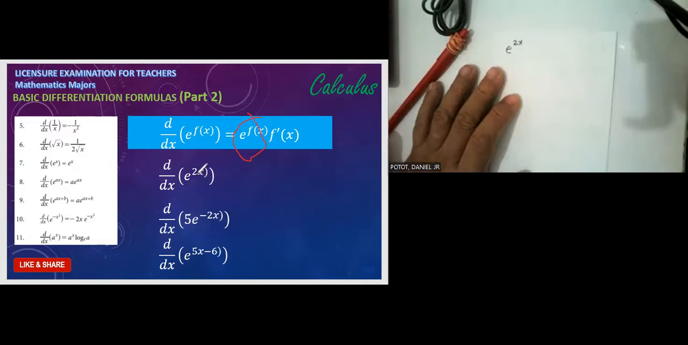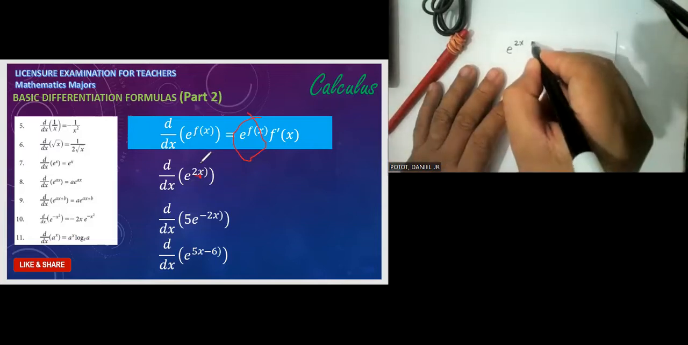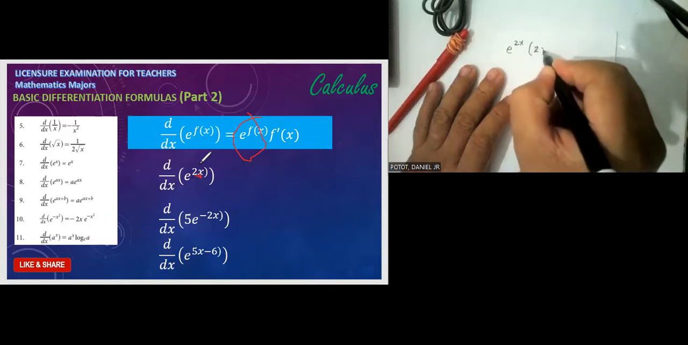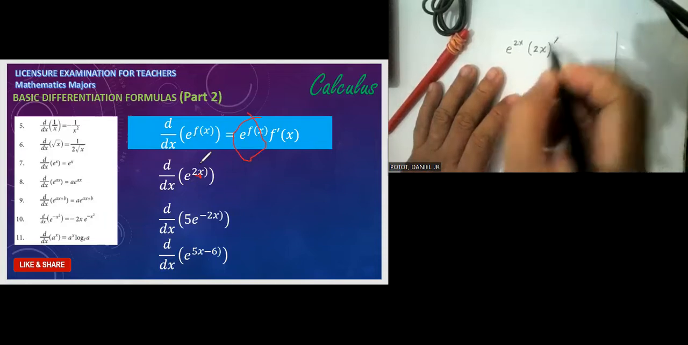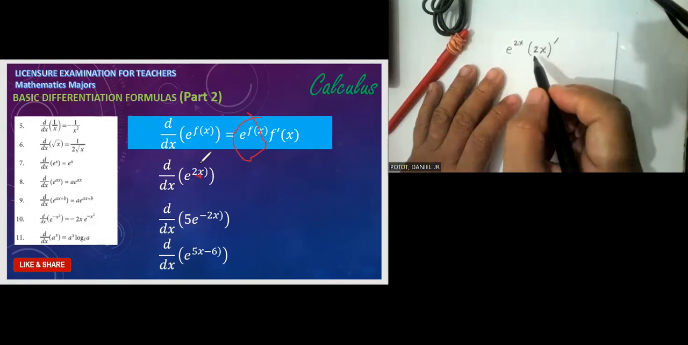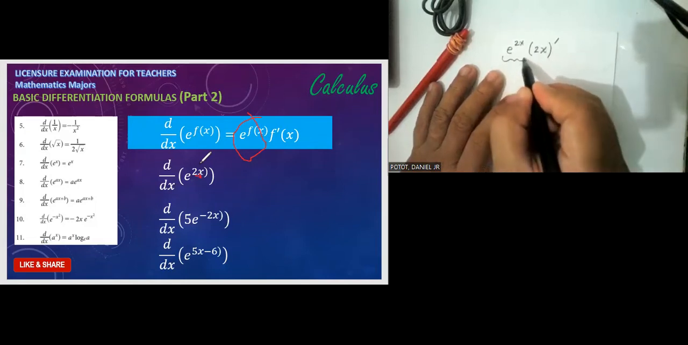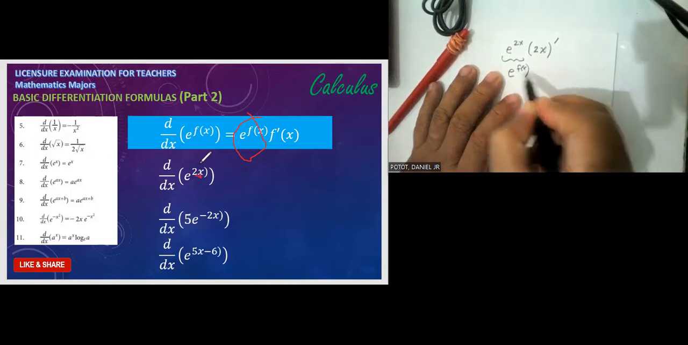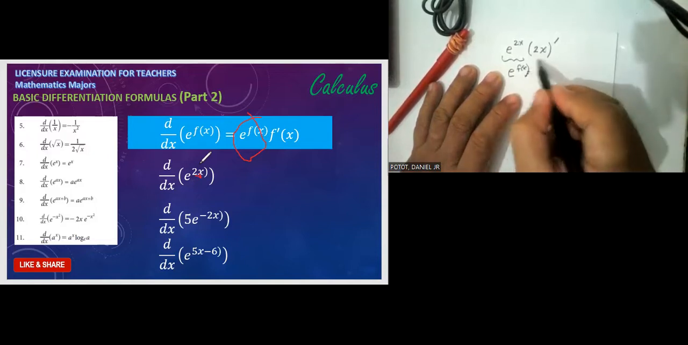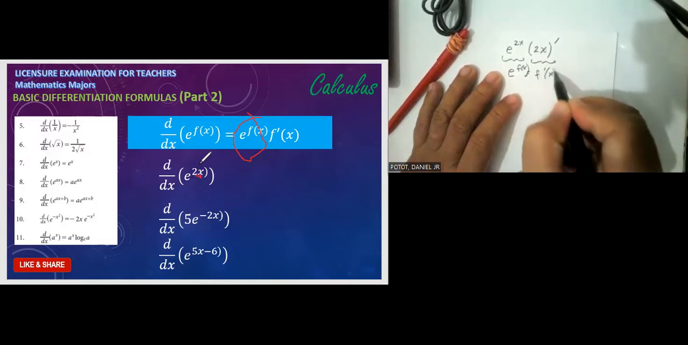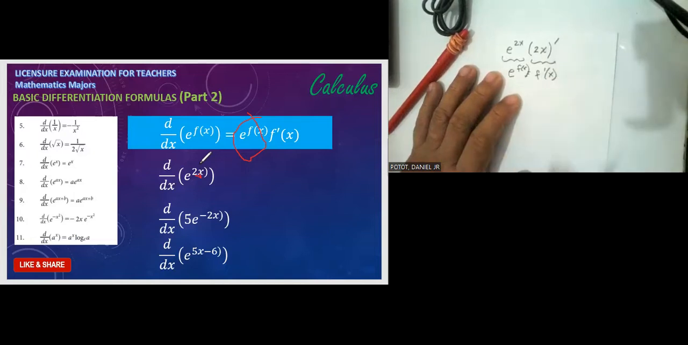And in here, the f of x is actually the 2x. So therefore, times the derivative of 2x. I will just write it one by one. Again, in the formula, that is e raised to the f of x, and this part here now is your f prime of x. So that symbol means f prime of x.